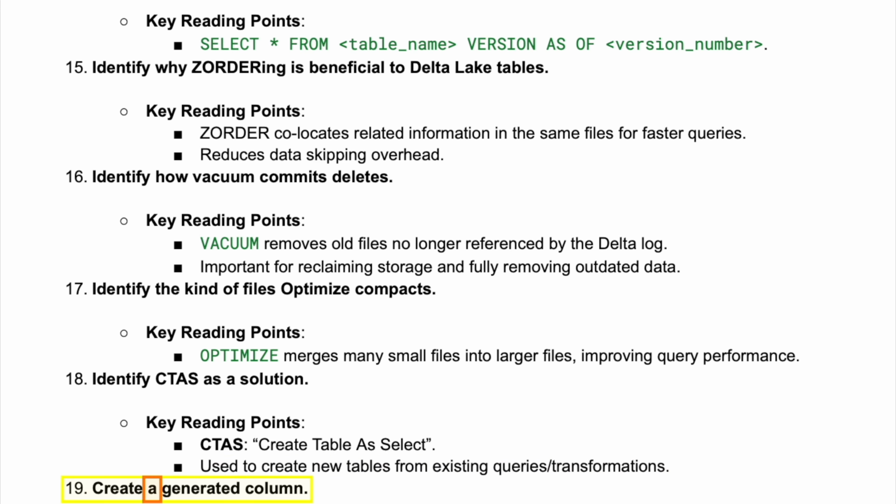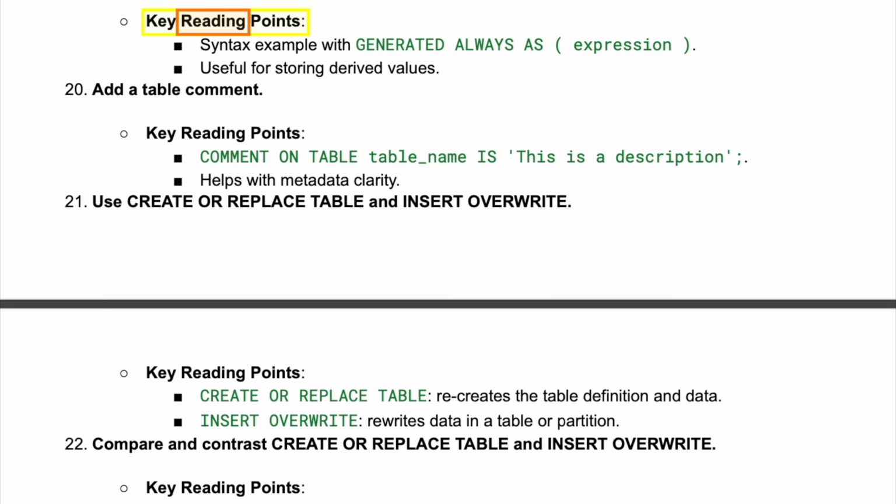19. Create a generated column. Key reading points: syntax example with GENERATED ALWAYS AS expression. Useful for storing derived values.